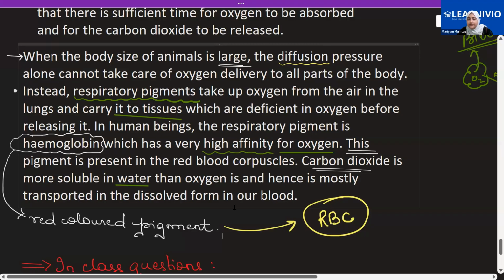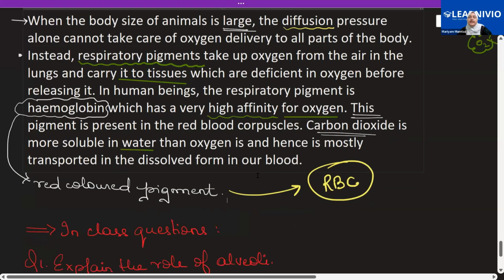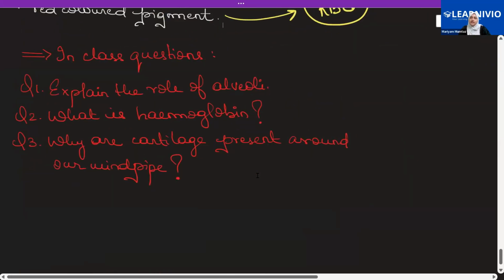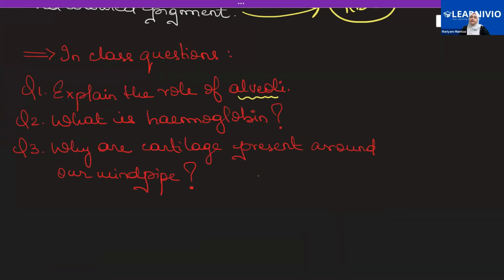Any doubts? No, ma'am. All right, now let us see some questions. Can you tell me what is the role of alveoli? To take in oxygen and give out carbon dioxide. Yes, so the alveoli is the site of exchange of gases. This is where the exchange of gases takes place. Clear? What is hemoglobin?